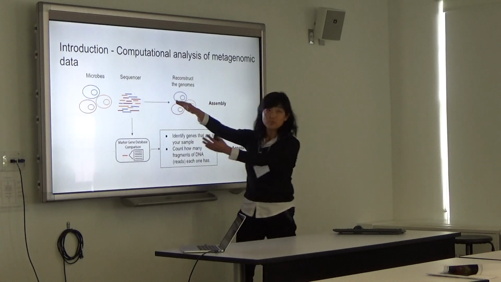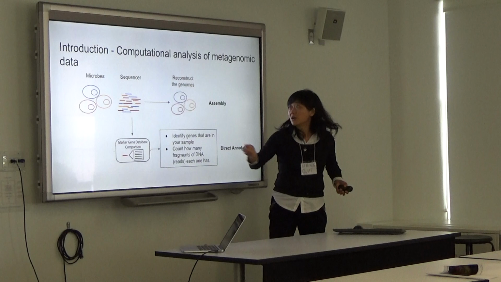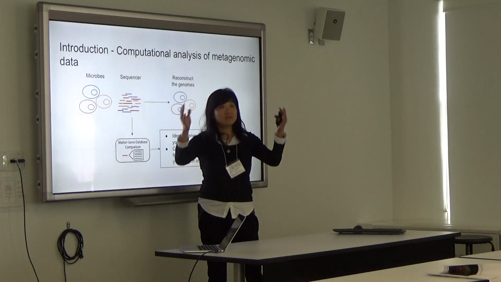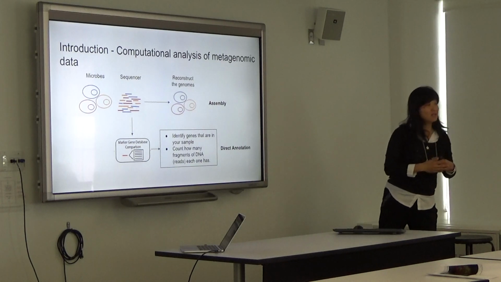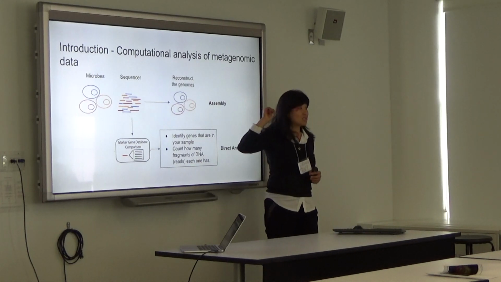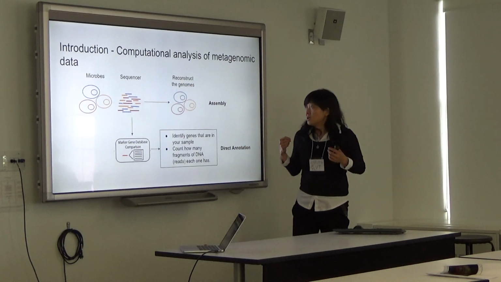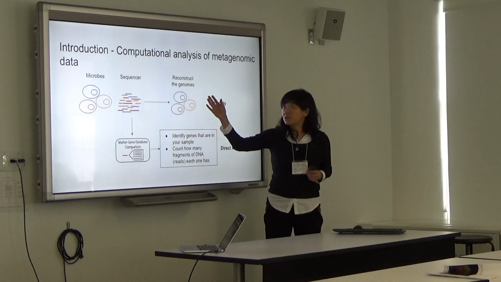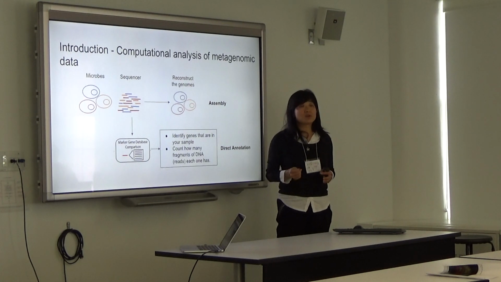Then there are two branches from here. One is to reconstruct the genomes, right? These are random pieces from the organism, and you can try to put them together. That's the so-called assembly-based mechanism, trying to recover the entire genome. From the recovered genomes, you try to guess what kind of bacteria are there.